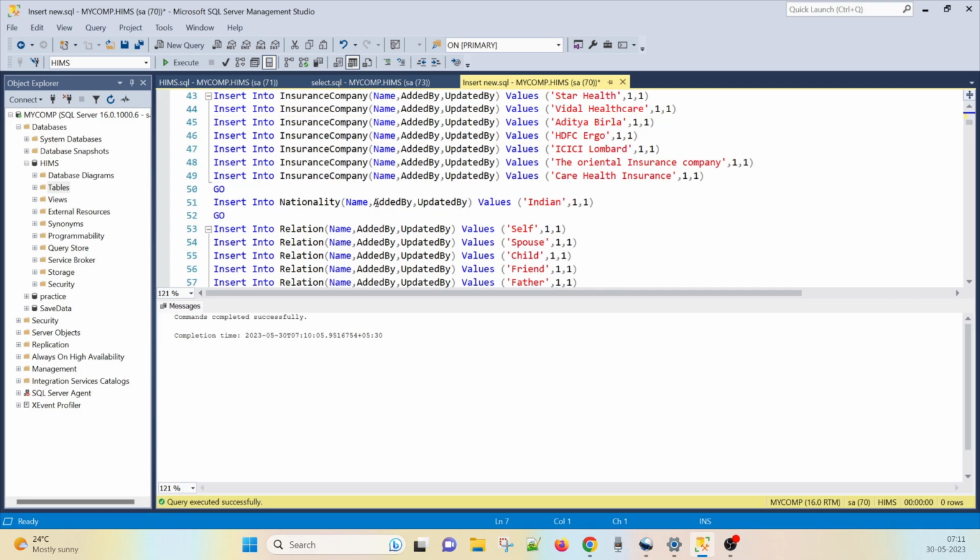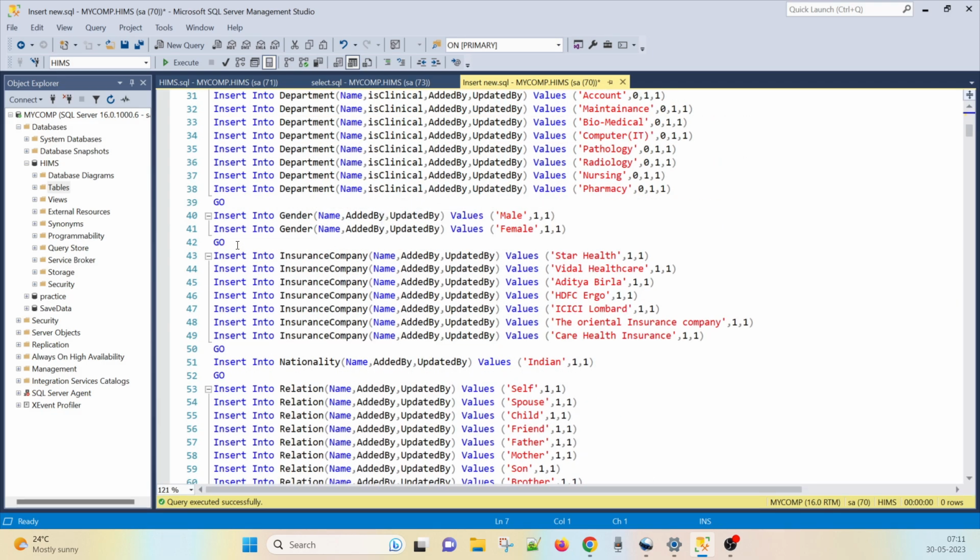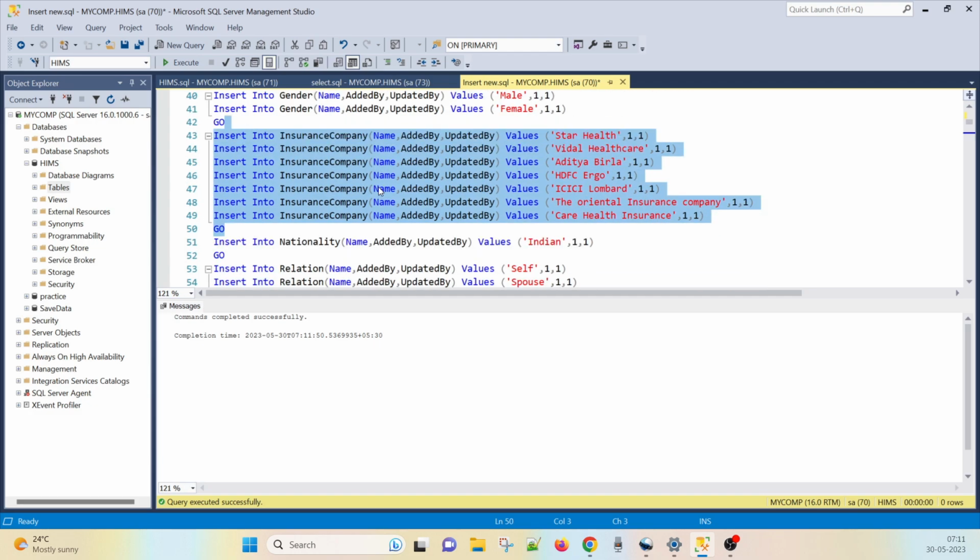And after that, yes, press control to make it full screen. So this is the insurance company records, means Star Health, Vidal Healthcare, Aditya Birla, HDFC Ergo. Different companies are available in the hospital, and they are giving us help. Suppose one patient has the category Aditya Birla, so he will get the benefit from the Aditya Birla health insurance because they have a health insurance policy. And for a self patient, there is no company bound to it, or no CGHS, ECHS, or staff dependent. So we can consider that patient as a self patient.